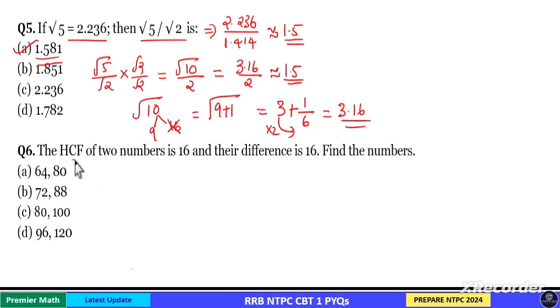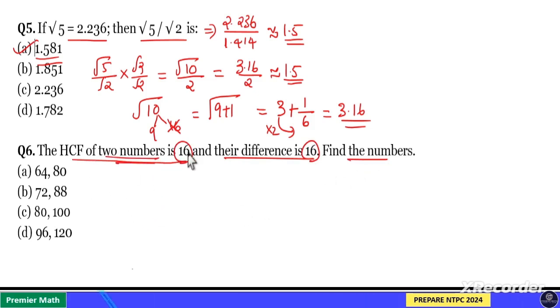Next, the HCF of two numbers is 16 and the difference is 16. Find the numbers. HCF of two numbers is 16 means these two numbers are multiples of 16. And the difference of these two numbers is also 16. If you look at the options, these two options are eliminated because the difference is not 16. Here 72 and 88 are not multiples of 16. So option A is your answer.